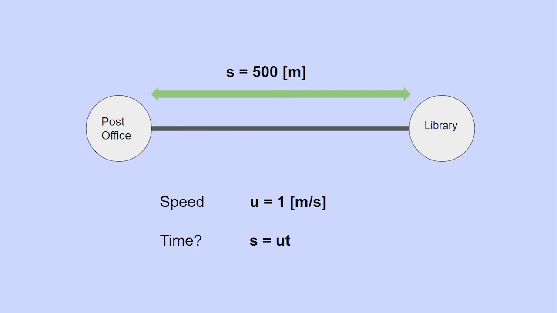We use the equation S equals UT. T equals S divided by U, or in this case, T equals 500 divided by 1. T equals 500 seconds.